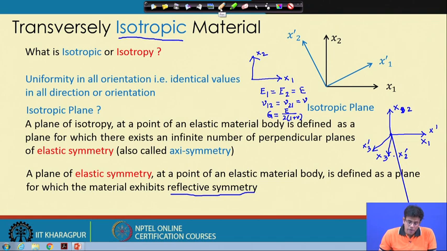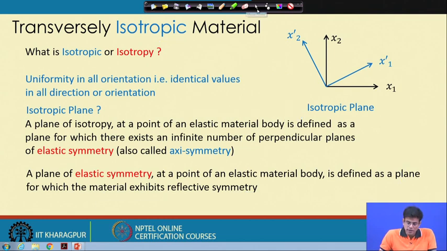Now, what we know is essentially the isotropic, what does it mean for isotropy, and what does it mean for an isotropic plane. Also, we know that we have 3 reflection symmetries, or reflection about mutually orthogonal or mutually perpendicular planes, for an orthotropic material. So, with this knowledge we will proceed to derive the transverse isotropic material.